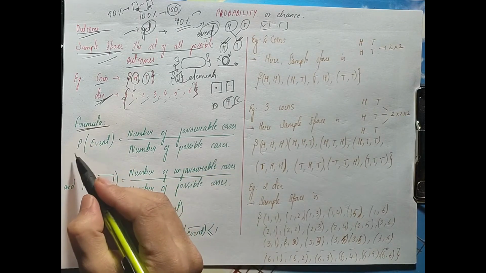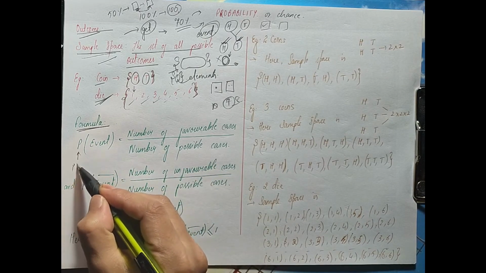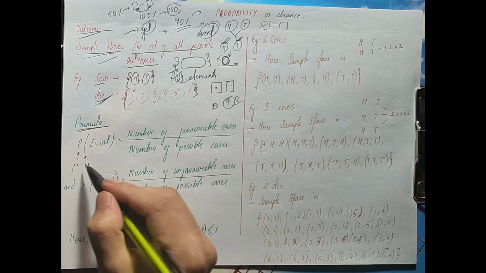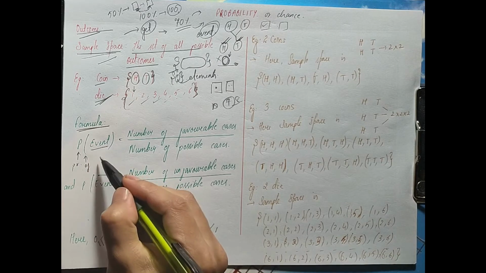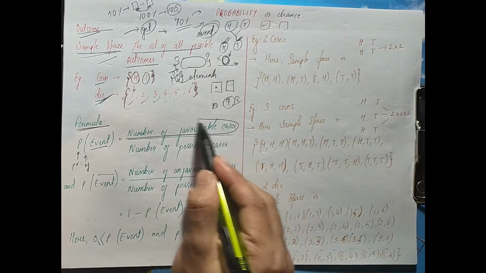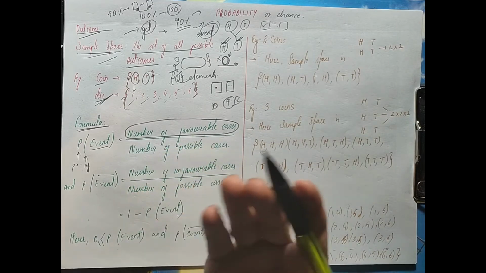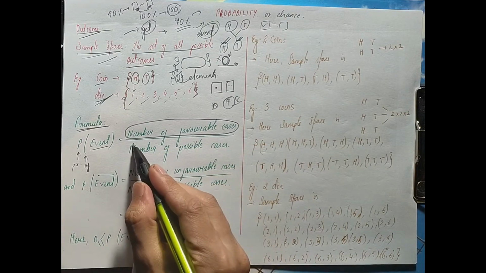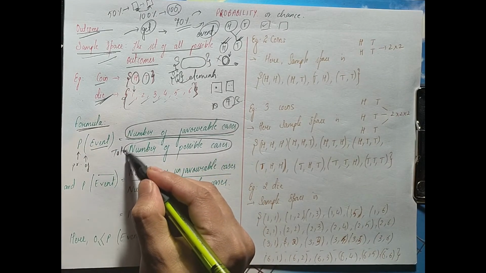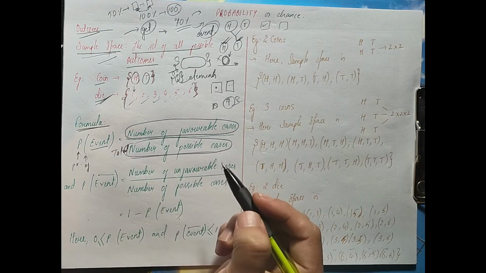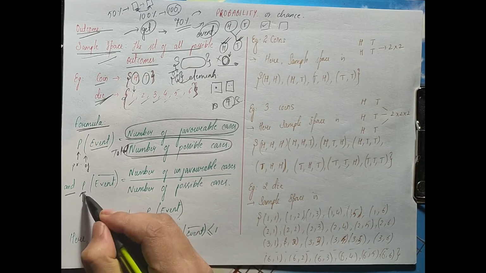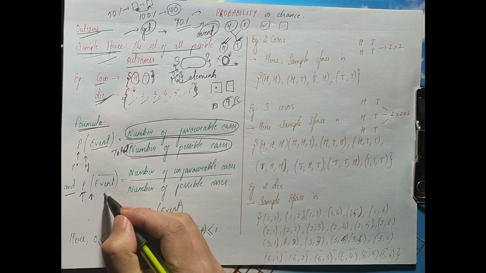Let us now discuss the main formula that governs the whole chapter. P stands for probability. So the probability of an event is equal to the number of favorable cases, the cases that you want to happen, divided by the total number of possible cases.